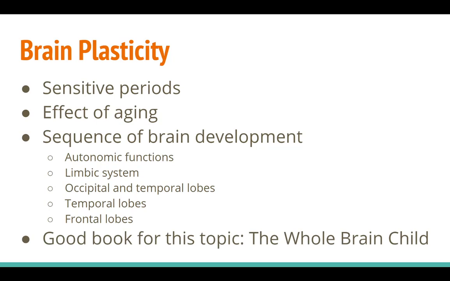So a good book on this topic, if you're interested in neuroscience, is The Whole Brain Child. It really breaks down the neuroscience of child development and how their brains grow and how we can foster that growth.